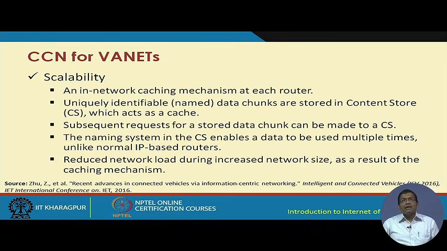Scalability: an in-network caching mechanism at each router is implemented, which uniquely identifies the named data chunks, and these data chunks are stored in something known as the content store, which acts as a cache. Subsequent requests for a stored data chunk can be made to the content store. The naming system in the content store enables the data to be used multiple times, unlike in normal IP based routers, as we discussed before, and there is reduced network load as the network size increases as a result of the caching mechanism.